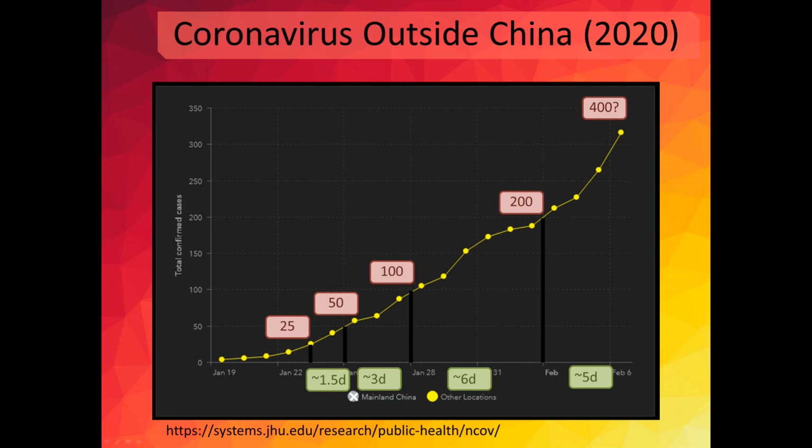And so it wasn't certain if there was really community spread of the disease, where somebody was sick and they were giving it to somebody else within that country. That's kind of what we were looking at here.